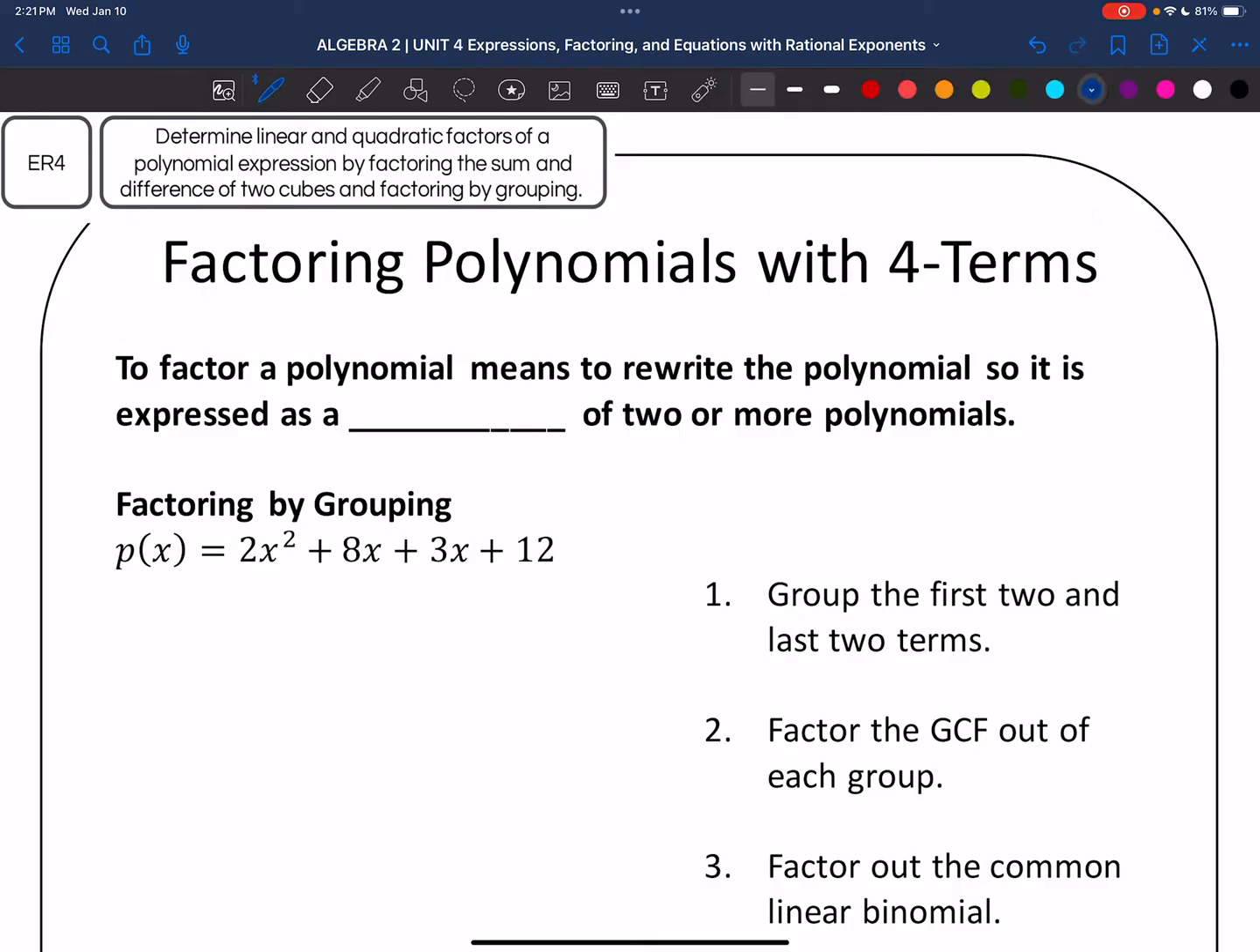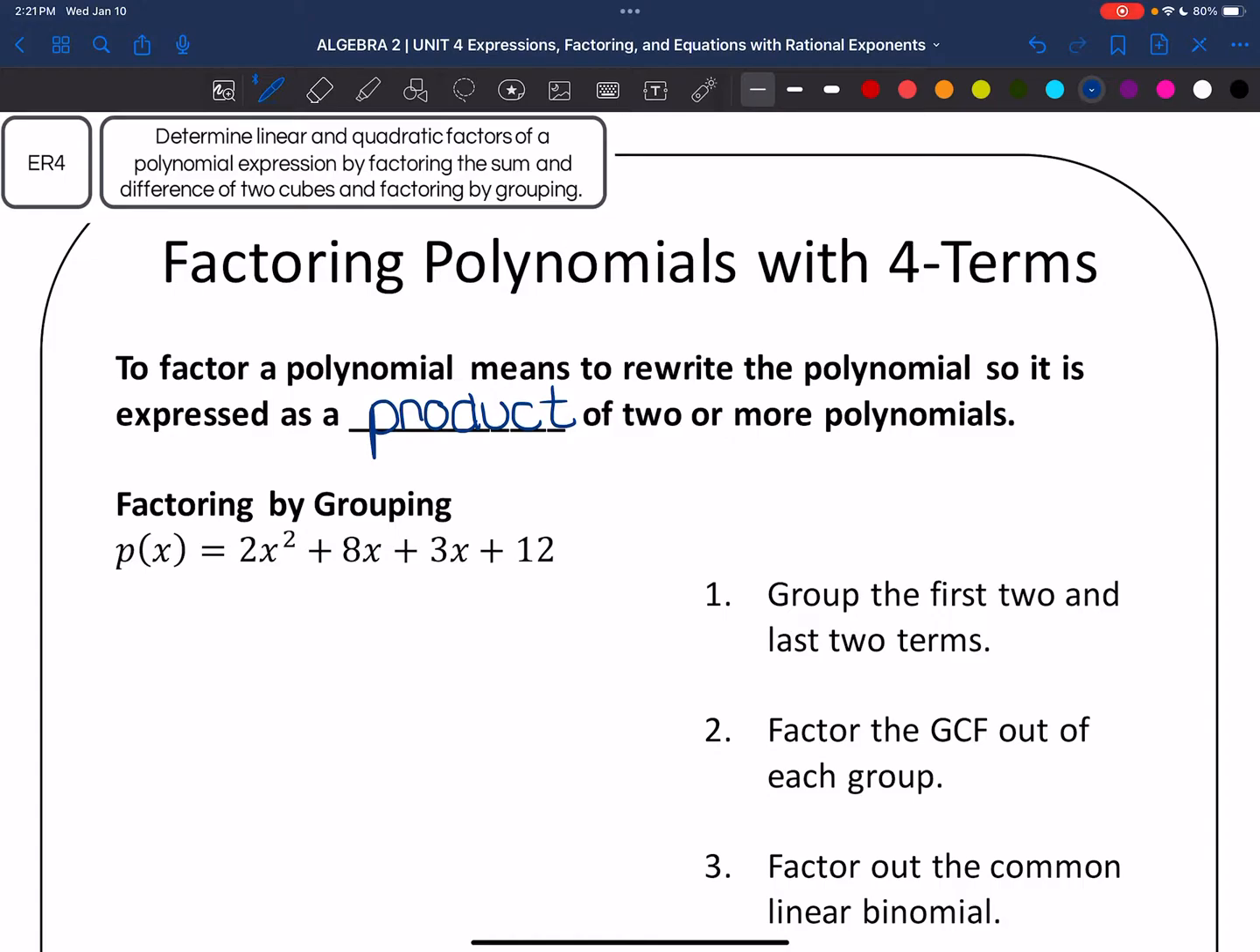In order to factor a polynomial, what it means is to rewrite the polynomial so that it is expressed as a product of two or more polynomials. And remember, the product is just the result of multiplying two or more things together. It's the result of multiplication.